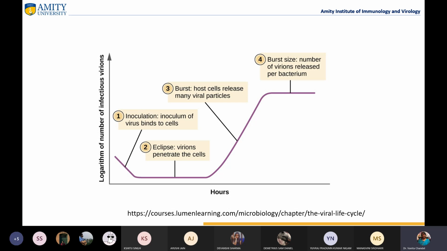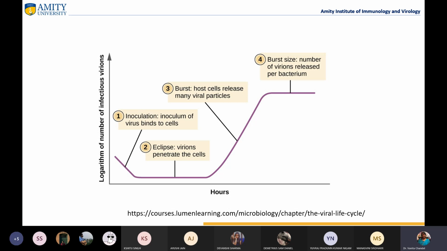What is inoculum? What do you understand by inoculum? Inoculum is the infective material which has a virus and can cause a disease. It's called an inoculum, right? It could be any starting material. So inoculum of virus is entering, binding to the cells in some way, and entering, and then after that the second stage is called the eclipse stage.